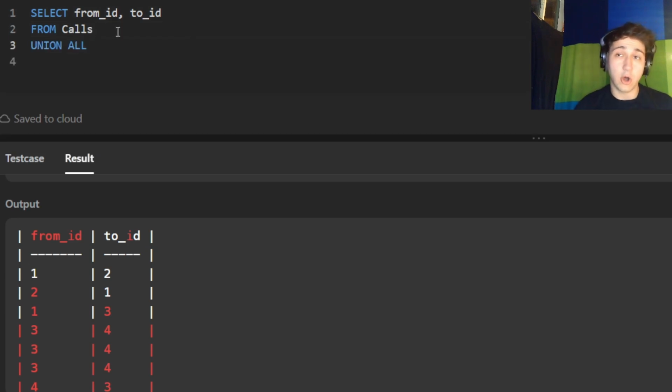Union all implies we want to keep duplicates, and we're combining the 2 ID column with the from ID column. So we're going to combine from ID, 2 ID, this, and then this below it. And then the 2 ID column, we're going to put the from ID below it. Let's see what it looks like.